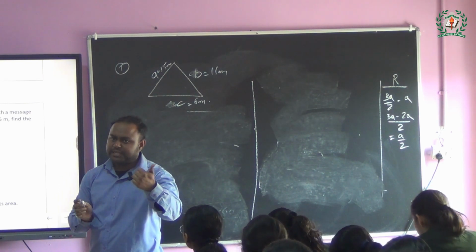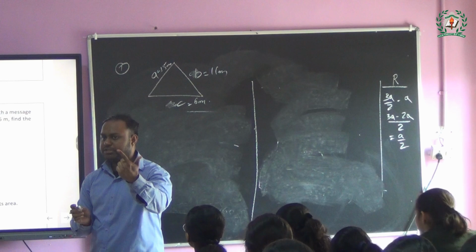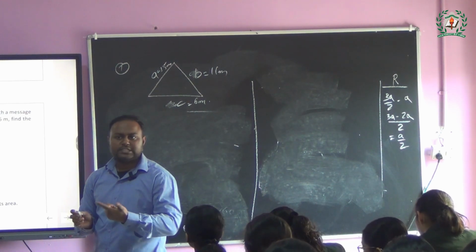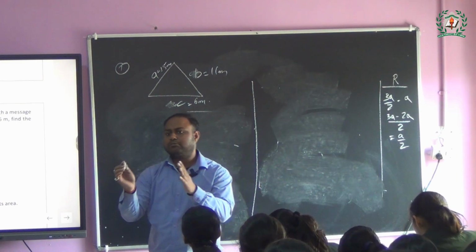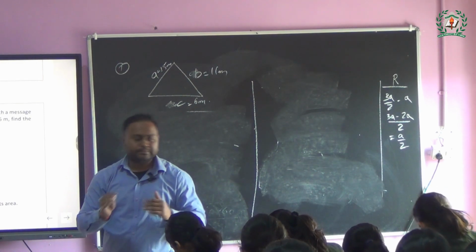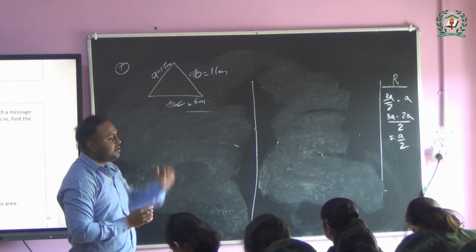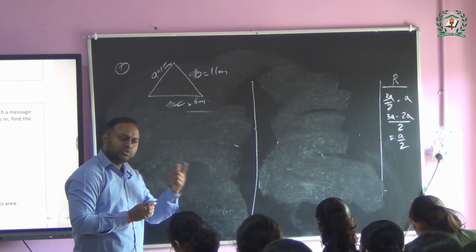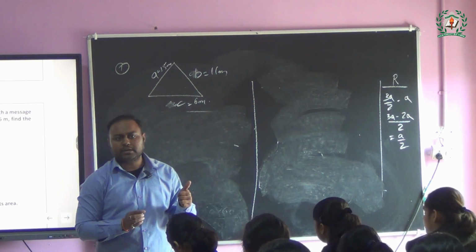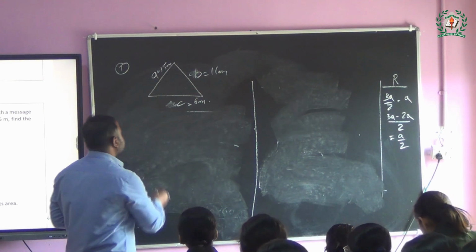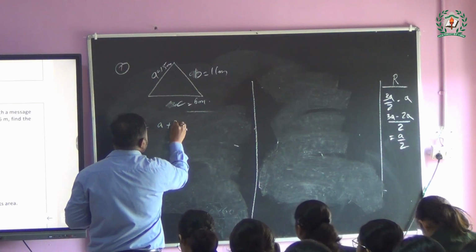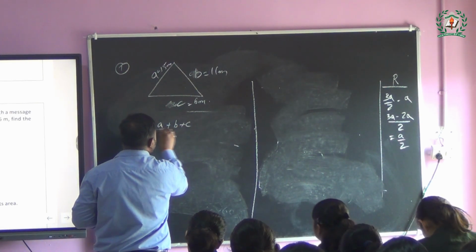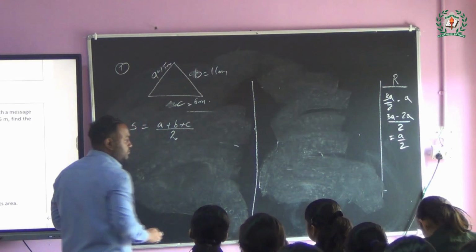Either the perimeter should be given or the sides should be given. If anything of these things is given, we will easily accumulate the information and calculate each thing step by step. So now we have all the sides of the triangle here. So what is the first thing that activates in our mind? Very good, semi-perimeter. That is, let's say S equal to A plus B plus C whole by 2.